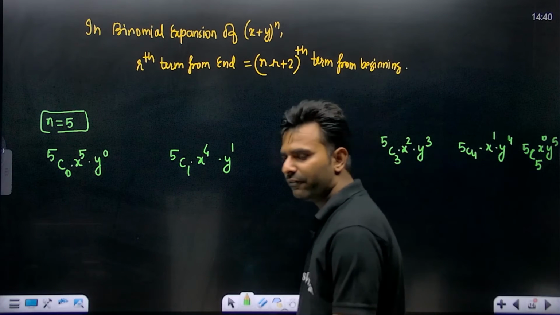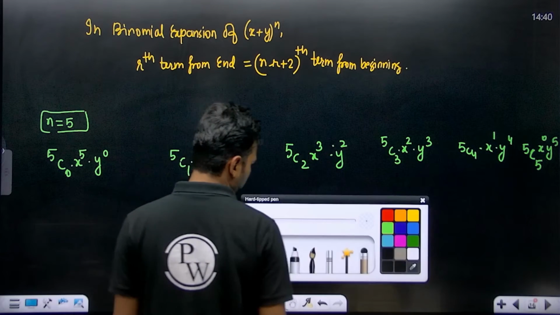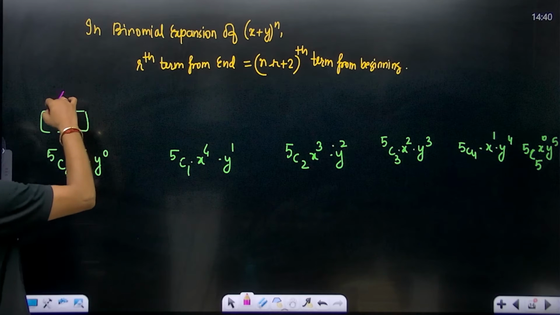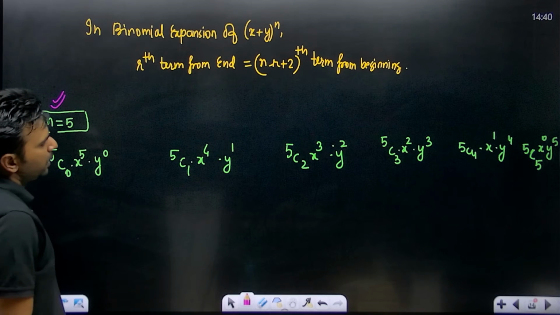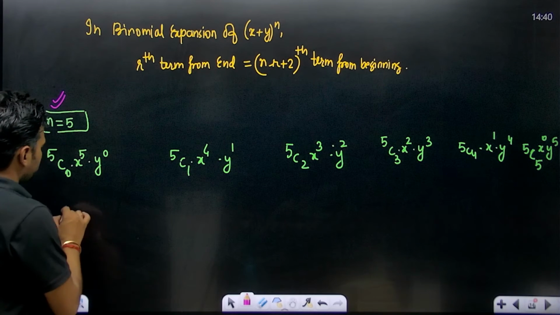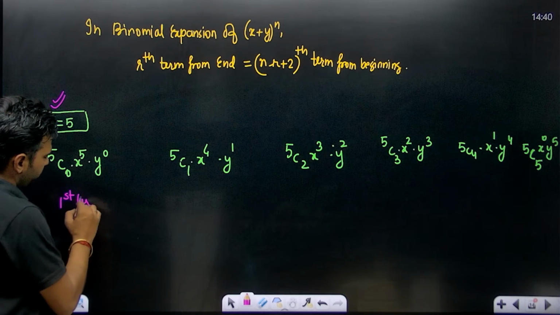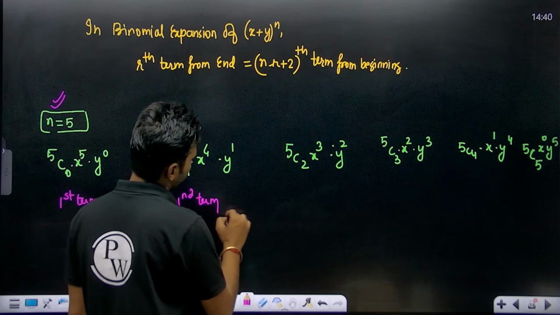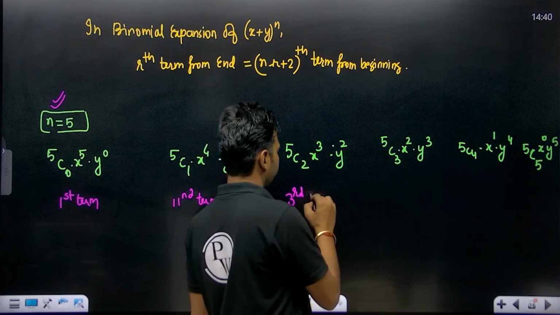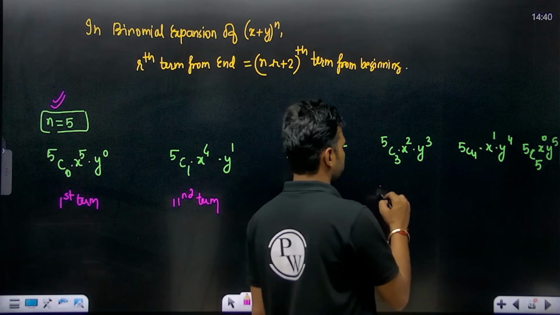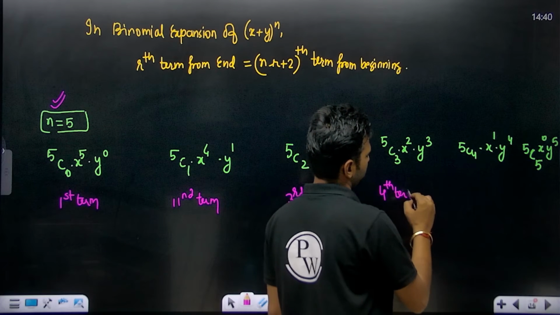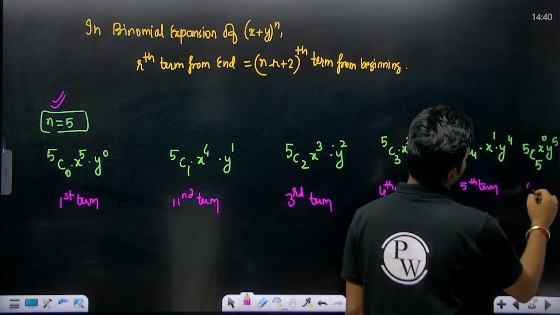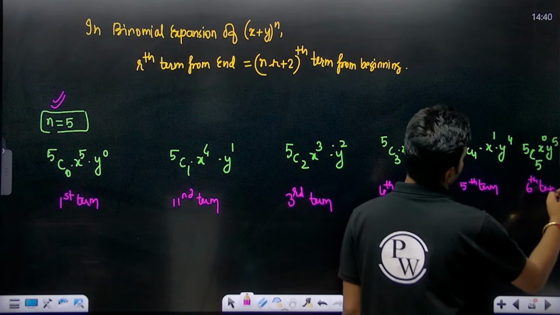Okay, over here if you notice, beta, since the value of n is 5, over here in total how many terms will be there? 6. Okay. If I tell you this is first term, this is second term, this is third term, this is fourth term, this is fifth term, this is sixth term. So total 6 terms are there.